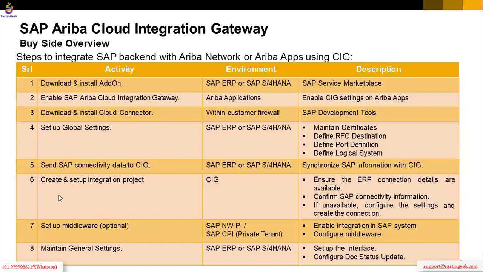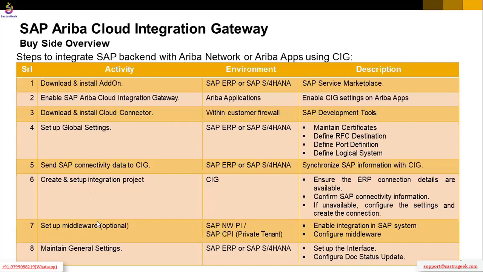And after this, we have to perform some integration configuration. We have to go to the CIG portal and create an integration project. We have to specify the particular documents, like which documents you would like to transmit from Ariba to the backend SAP system. That information we have to specify in the sixth step. Later, we have to do some middleware setting as well, but that's optional.